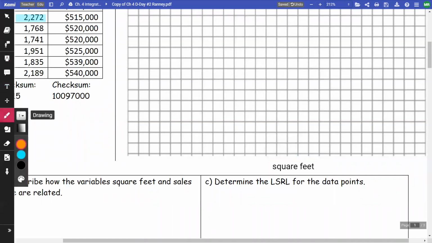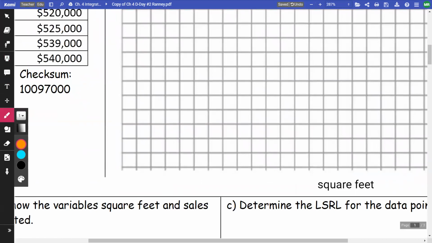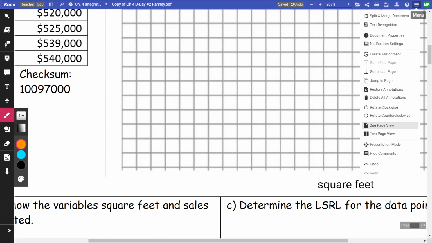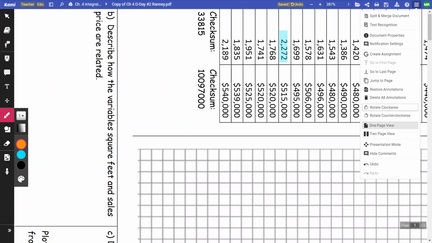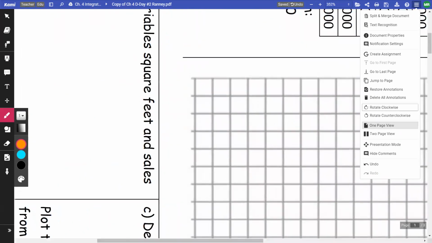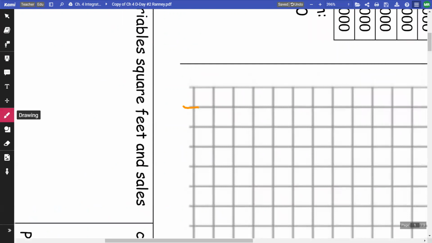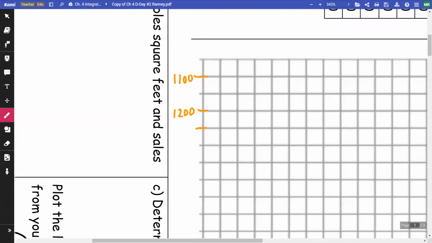And then I am going to start here. I'm actually going to flip my paper, rotate it clockwise. Yeah, that'll be good. So this is my X-axis, but I've rotated it. I'm going to start here and have this be 1,100. This one, 1,200. And I'm going to keep going, skipping every other, going by hundreds. Okay, so I'm going to pause and do that, and then I'll restart the video.